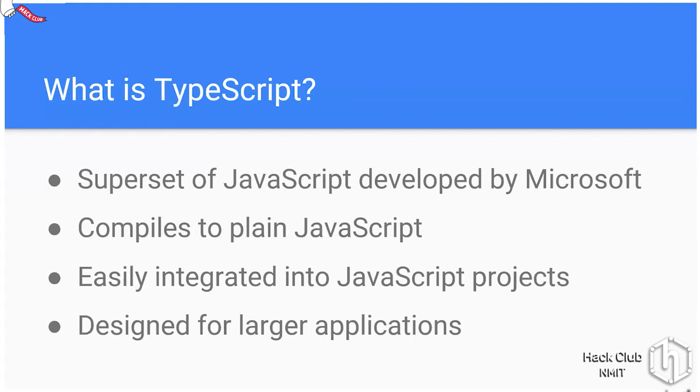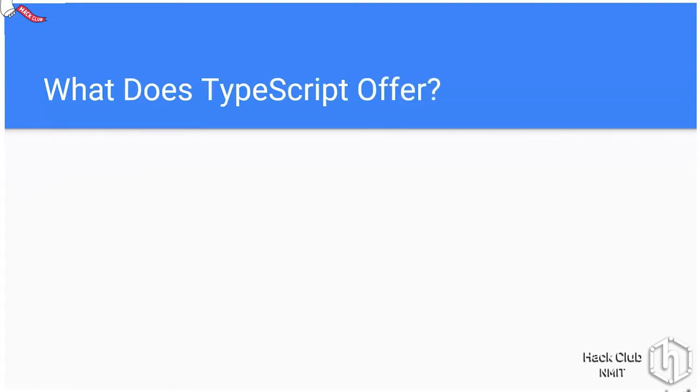All right, we know what TypeScript is. Now we'll know what TypeScript offers. First of all, it gives us static type checking. By default, JavaScript is an untyped language, meaning that we don't have to specify variable or function types. And what I mean by types is string, number, array, and so on.